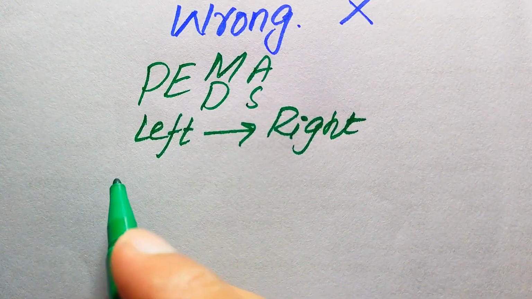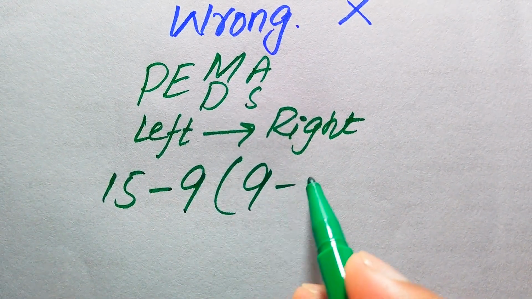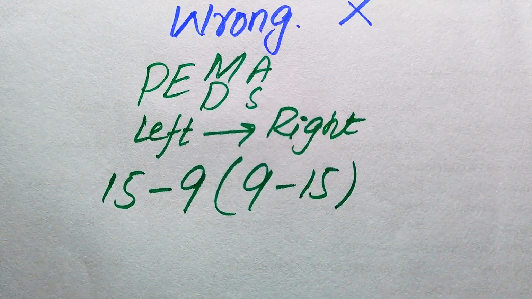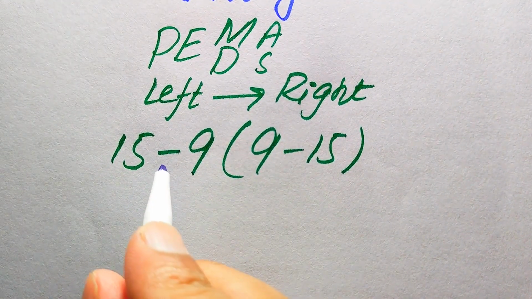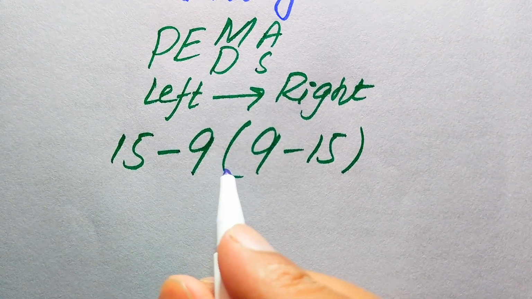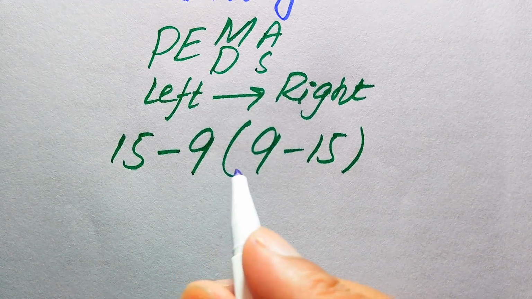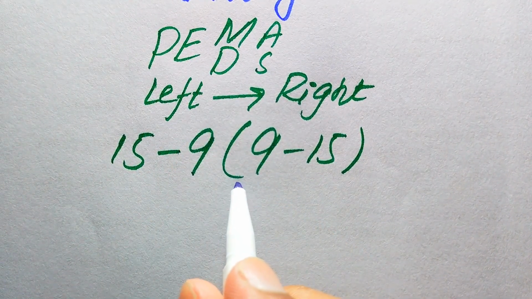Now we copy down the given question statement. Here it is 15 minus 9 times (9 minus 15). You see in this question there are two operations in the statement. The first operation is the negative or subtraction sign. The second operation is the parentheses. So according to this rule, we give the first priority to the parentheses.